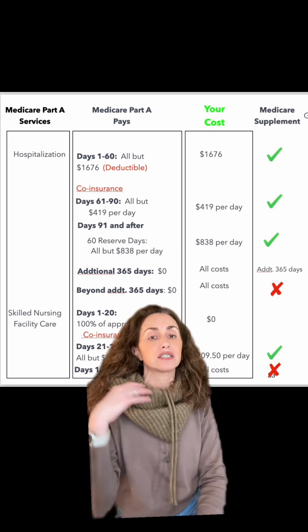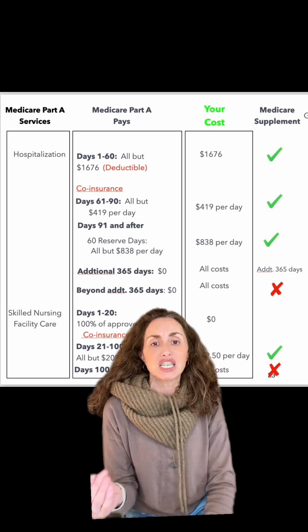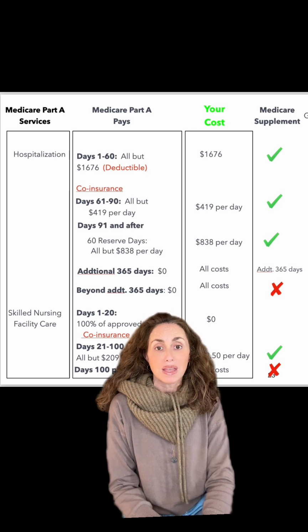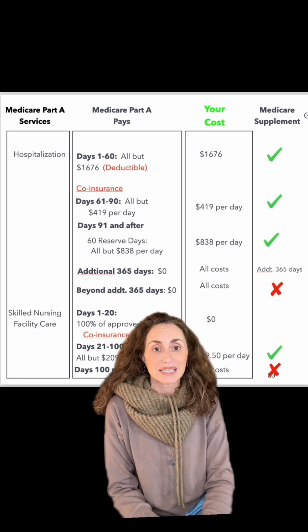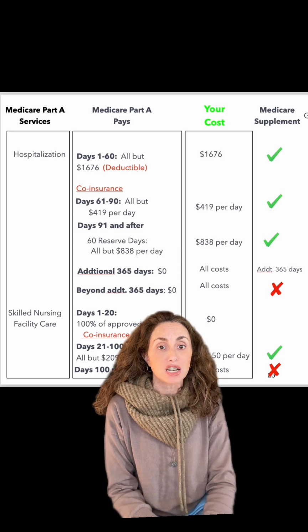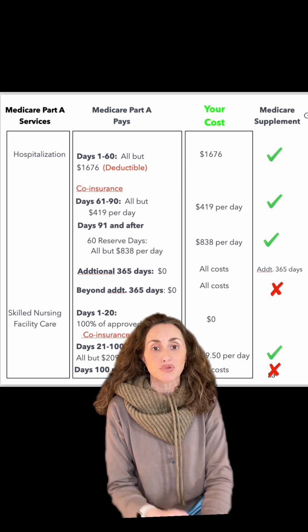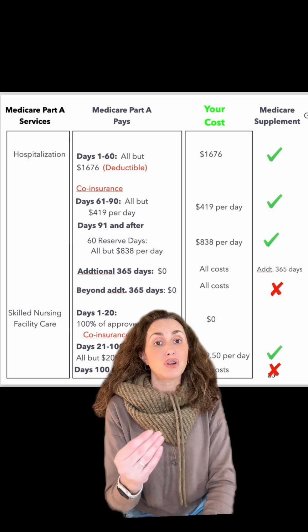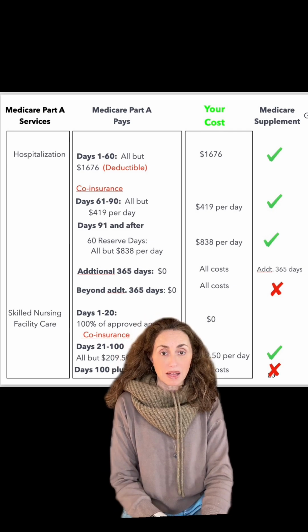Now, the rare chance of being in the hospital 61 to 90 days. So now you're outside of that deductible period. Now you have a copay that kicks in. And the copay is going to be $419 for days 61 through day 90 in the hospital. But because you have Plan G, it's covered, you pay nothing.